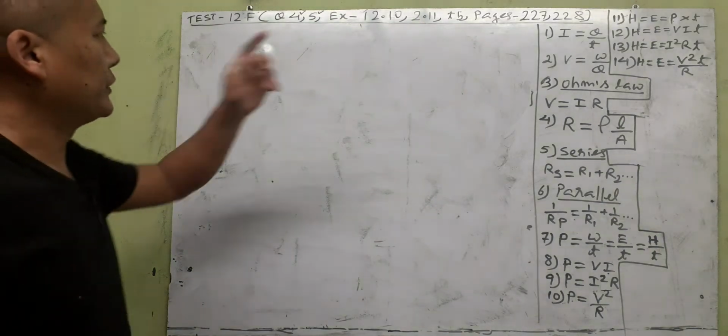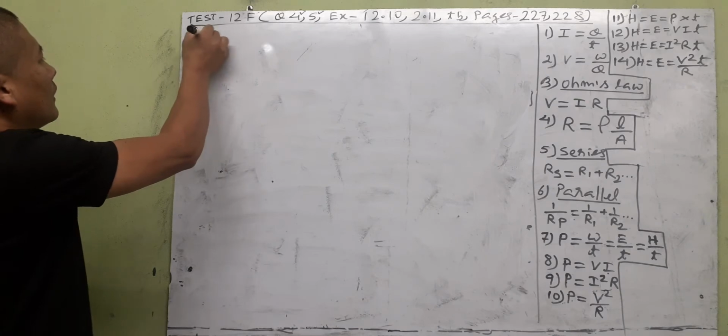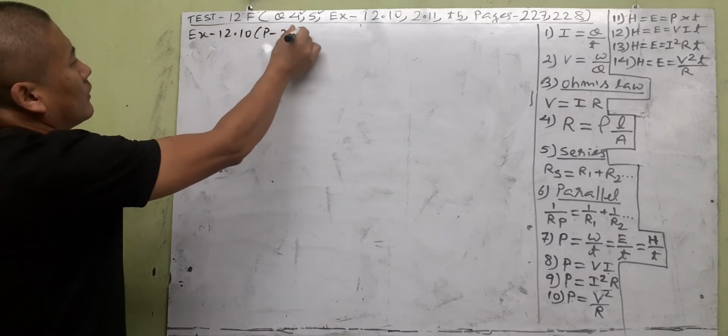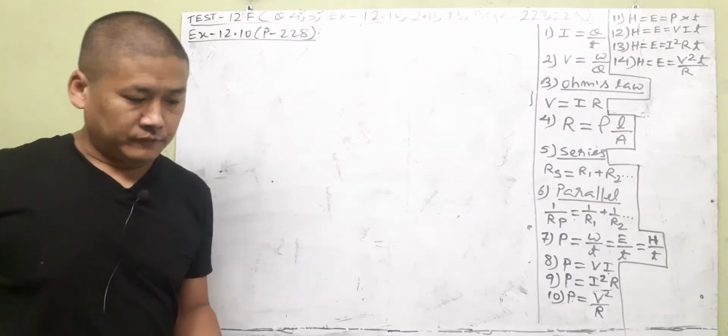Okay, so in this class we'll do these two questions. Let's start with the third example, 12.10. This we'll find on page 228. So let us go there. Let me read the question for us.